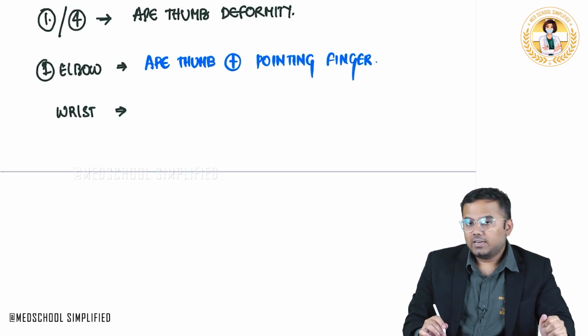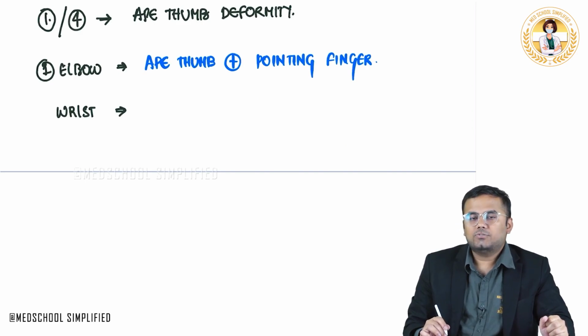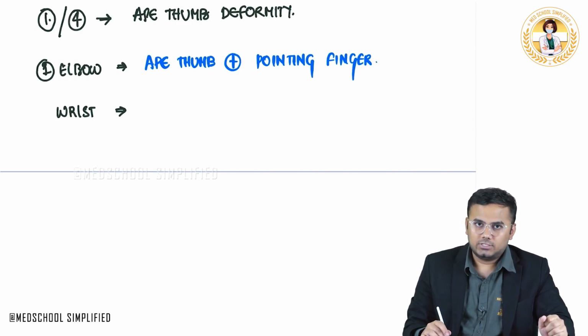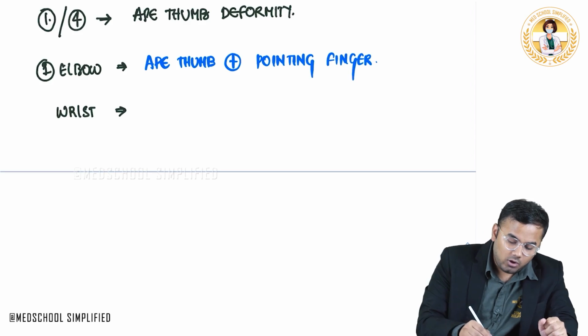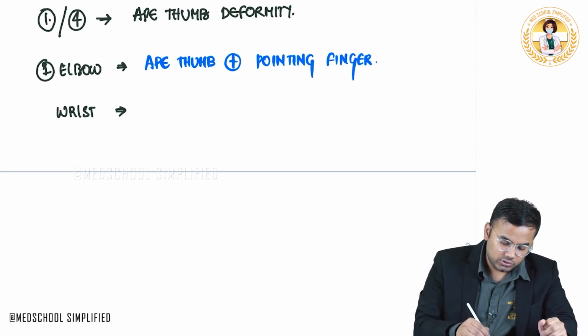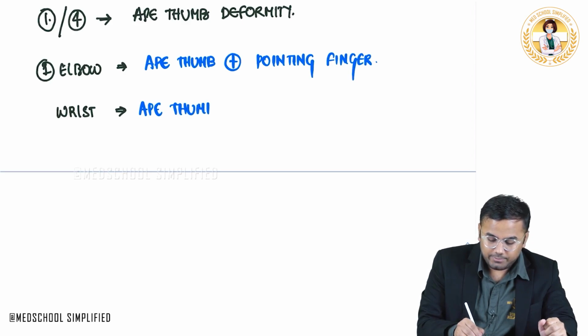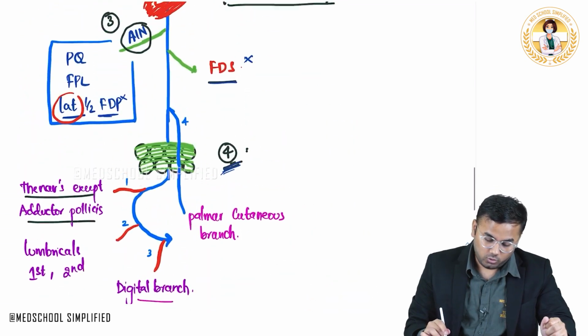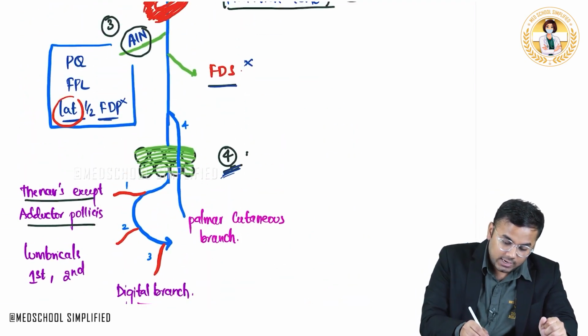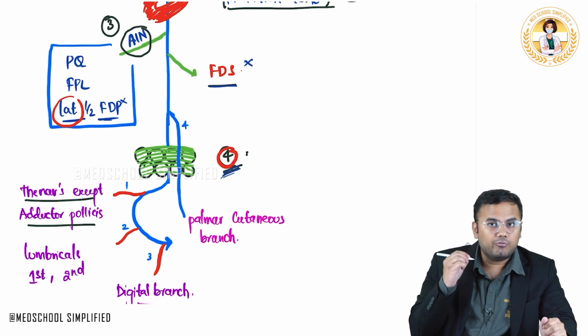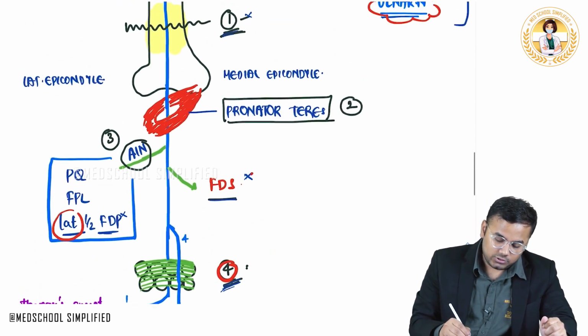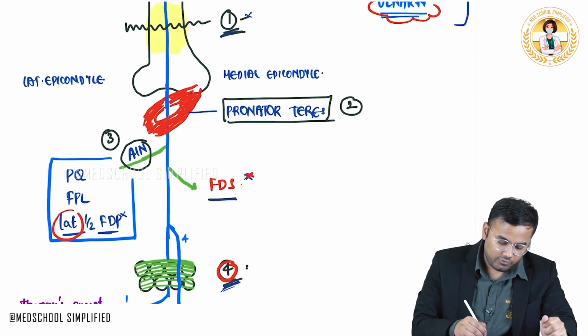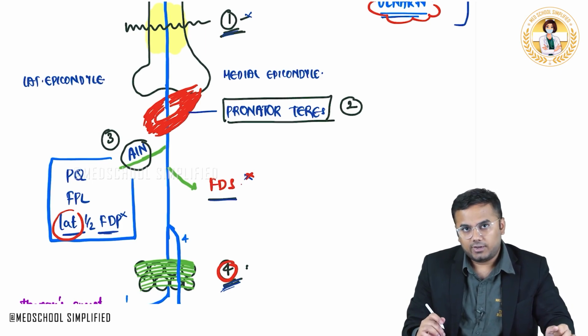Clear? After the level of the elbow, the next we shall discuss is the level of the wrist. So at the level of the wrist, what will happen? Is ape-thumb also there? Yes, at the level of the wrist you also see ape-thumb deformity. But will you see pointing finger? No, because if the injury is at the level of the wrist, at level 0.4, FDS is not affected, the lateral half of FDP is not affected, so they are fine, right?